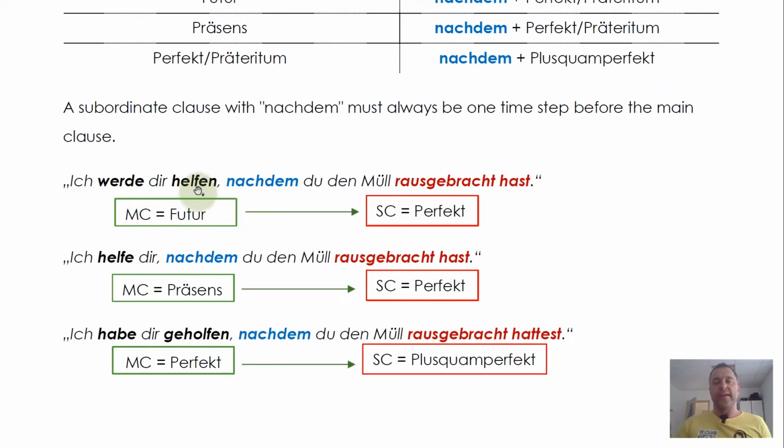Ich werde dir helfen, nachdem du den Müll rausgebracht hast. So I will help you after you brought out, word by word, the trash. Here we have future tense, werden future, in the main clause, and we use a past tense, the perfect here, in the temporal clause with nachdem. So nachdem always triggers different tenses because both actions cannot happen simultaneously. The action in the subordinate clause must have ended already.